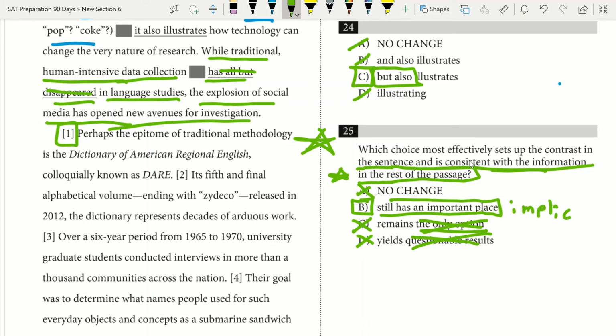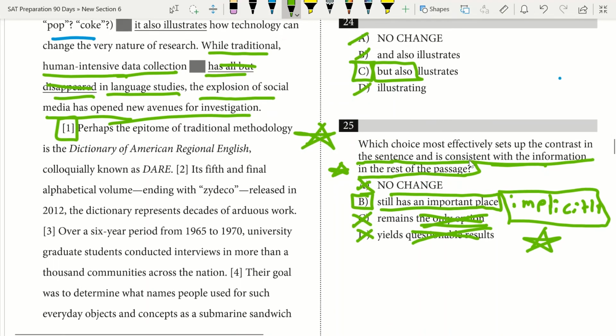Okay, through our tone throughout this passage, we implicitly state that there is still a place for human data collection, right? At the very least, human data collection needs to be paired with that social media use, okay? So it still does have an important place, okay? And even if we don't say that explicitly, which I think that we might, I'm not totally sure we don't, we definitely do say that implicitly through our tone throughout the passage.